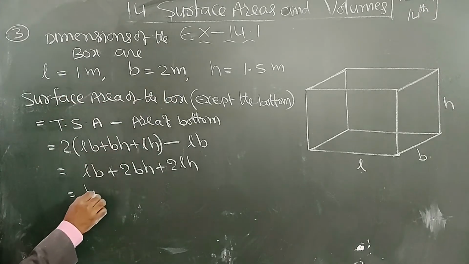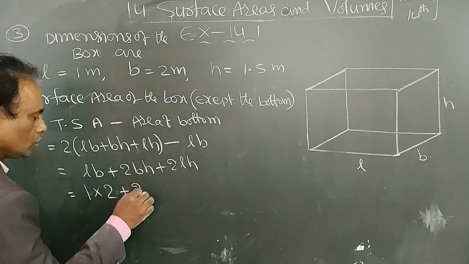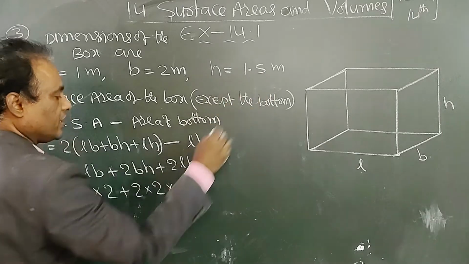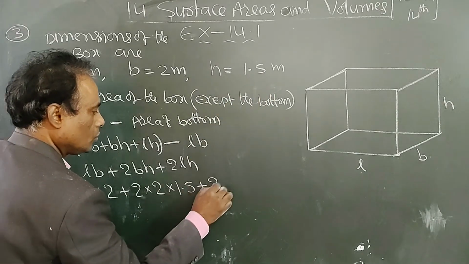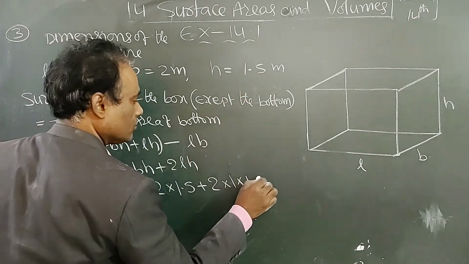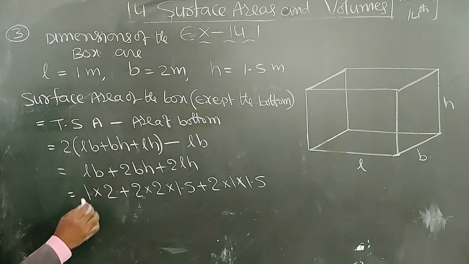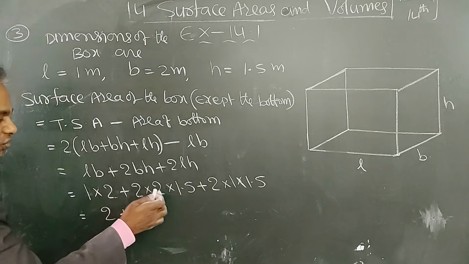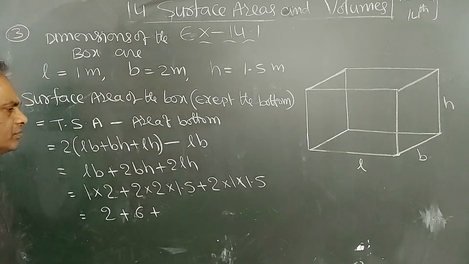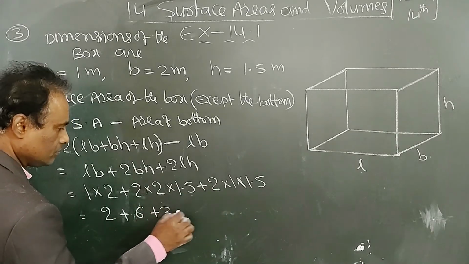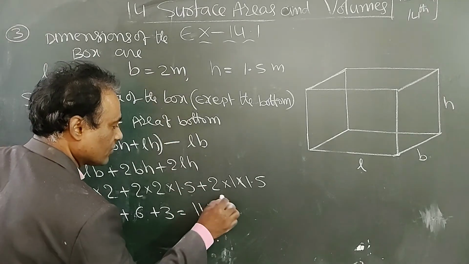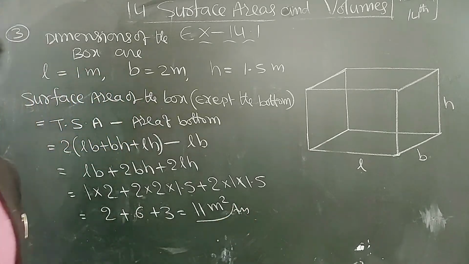L into B, 2 into B, 2 into H, 1.5, 2 L, 1 H, 1.5. Write up: 1 into 2, 2 plus 2 is 4, 4 into 1.5 is 6. You can multiply, you know multiplication. The answer is 11. All are in meters, so this will be meter square. Write it up, students.